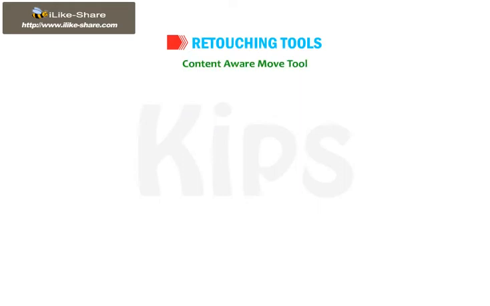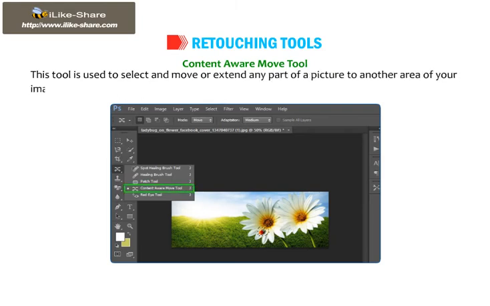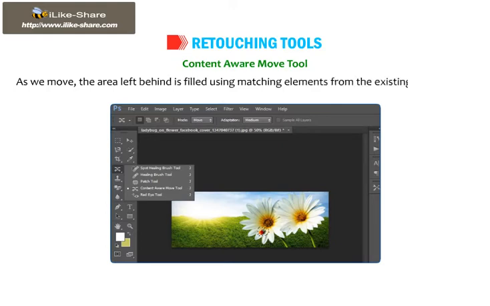Content-Aware Move tool. This tool is used to select and move or extend any part of a picture to another area of your image without the use of layers and masks. As we move, the area left behind is filled using matching elements from the existing background.